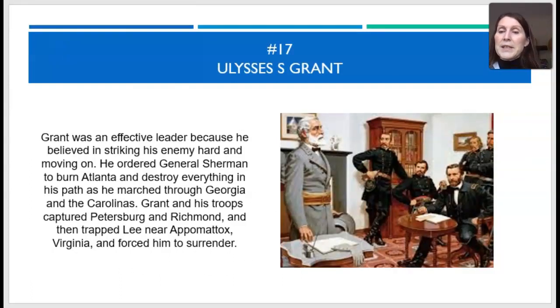Number 17, Ulysses S. Grant. Grant was an effective leader because he believed in striking his enemy hard and moving on. He ordered General Sherman to burn Atlanta and destroy everything in his path as he marched through Georgia and the Carolinas. Grant and his troops captured Petersburg and Richmond, and then trapped Lee near Appomattox, Virginia, and forced him to surrender.